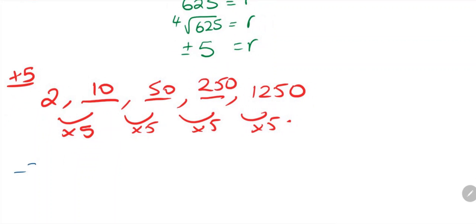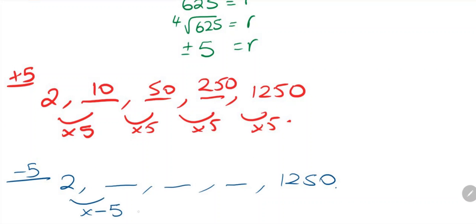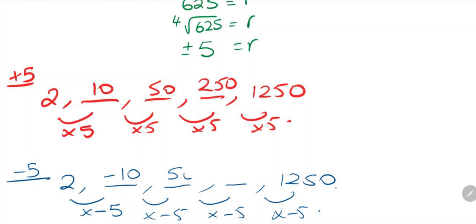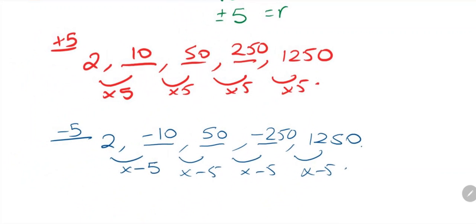And if we're to use the minus 5, we have the 3 terms we don't know and the final term. So this time we're multiplying by minus 5 each time. So we'll have 2 times minus 5 is minus 10. Minus 10 times minus 5, 2 negatives become positive, so this is going to be positive 50. 50 times minus 5 is going to be negative, so it's minus 250. And minus 250 times minus 5, 2 negatives become positive, so that works, that is correct.